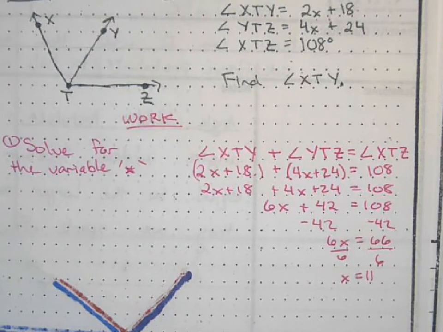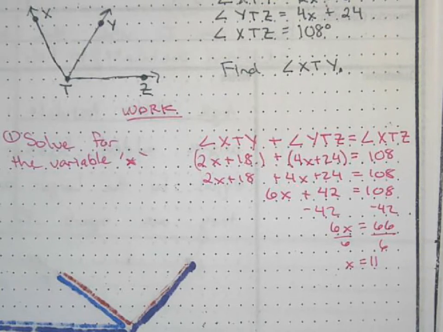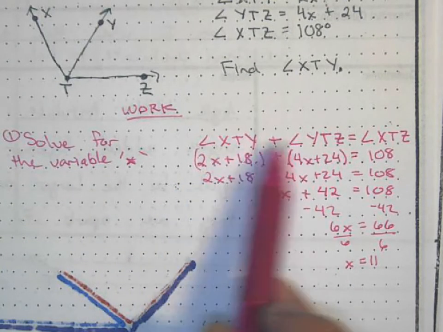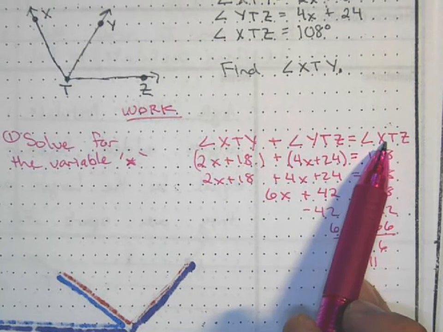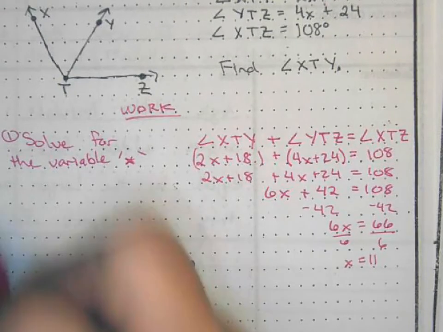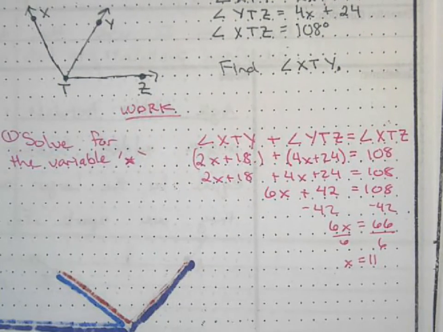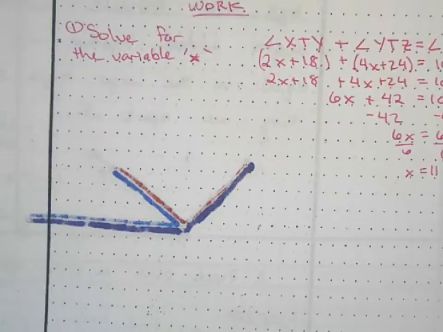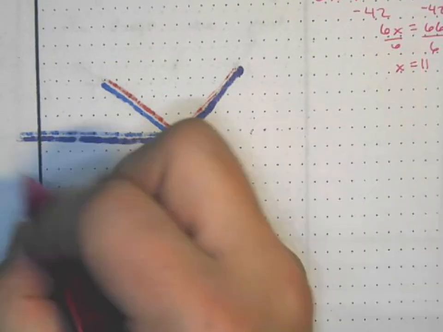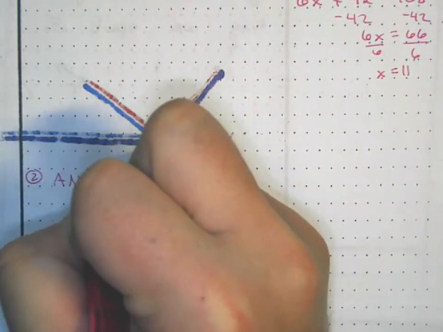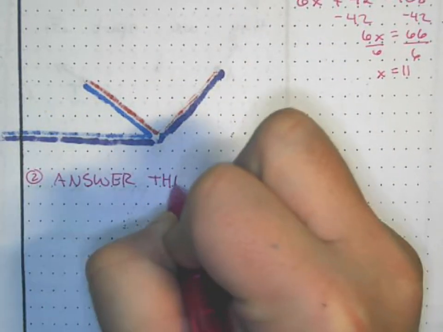Okay, so remember, we always have to make sure we answer the question. So we solved for the variable x. We set up our equation, piece plus piece equals whole, and then plugged everything in and solved. So the second thing we want to do is answer the question. I'm going to have to go below this because I bled through the paper a little bit. So number 2 is answer the question.